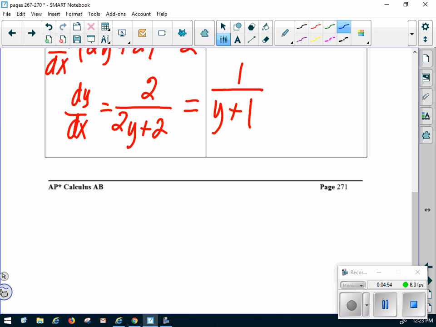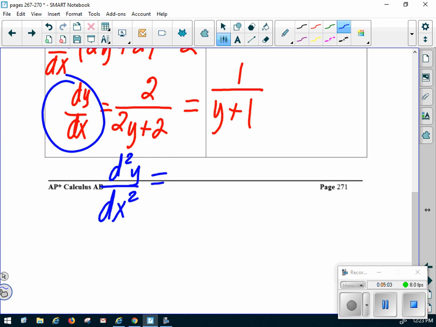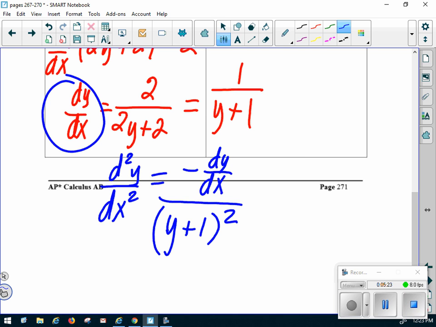Did you have a preference? No? All right. The derivative of this is d squared y over dx squared. Let's do quotient rule. Derivative of the top, 0, times the bottom, 0, minus the derivative of the bottom, which is dy/dx, times the top, over the bottom squared. Now, that's ugly.